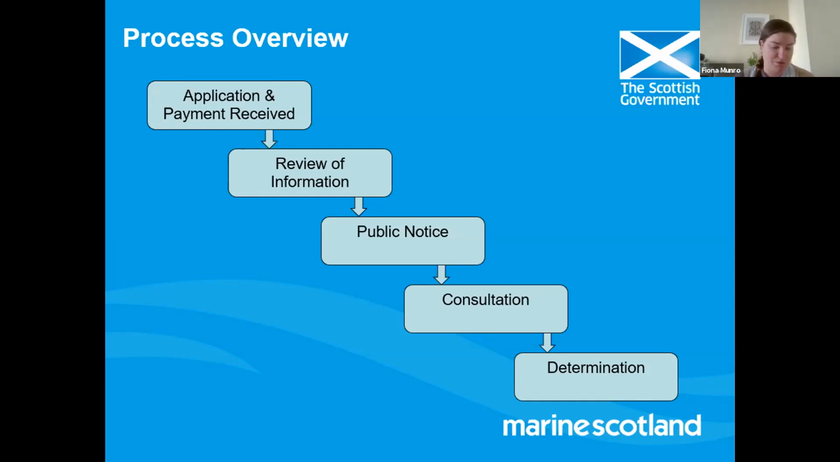At that point, an application will go to public notice if it is a new site. At that stage, the applicant must publish details of the works in a local newspaper, and they make documents available in a public building as well. That basically informs local people of the works and gives them an opportunity to comment on the project. And then we'll start the consultation process with appropriate groups. This is a 28-day process.